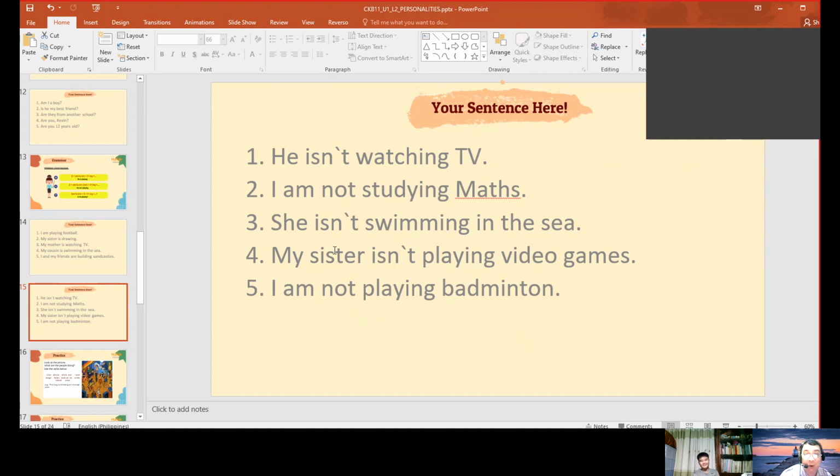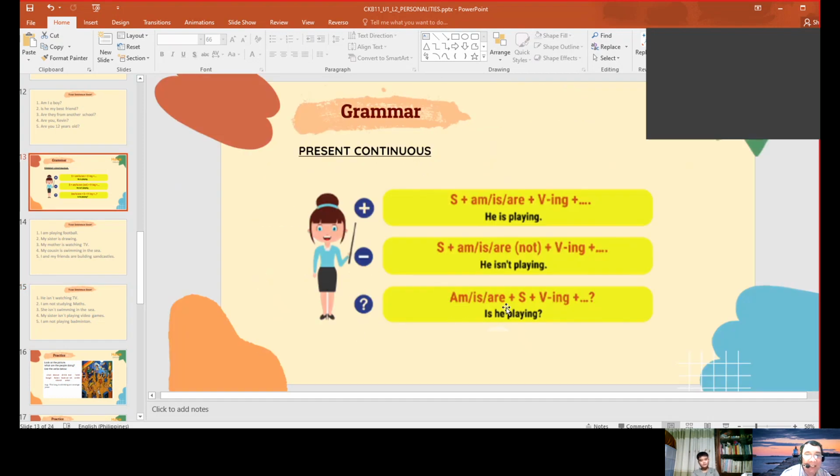swimming in the sea? Or you can also say, is she not swimming in the sea. But of course, most of the time we have to use the contracted form. So isn't she swimming in the sea? What about this one? Isn't my sister playing video games? Very good. What about this one? Am I not playing badminton? Yes. So that would be correct. So that is how we are going to use this one.